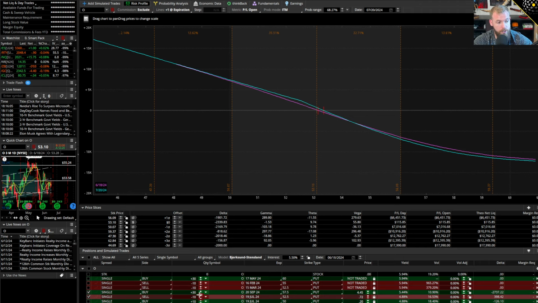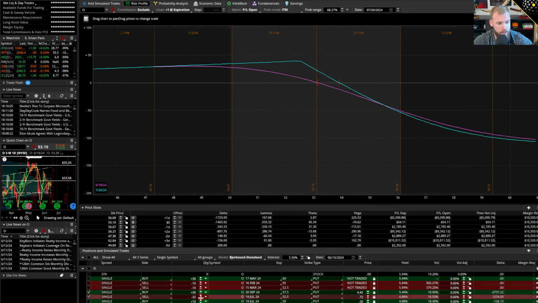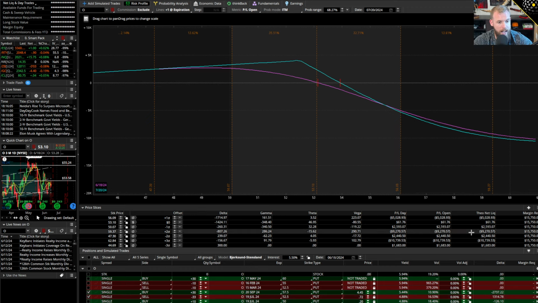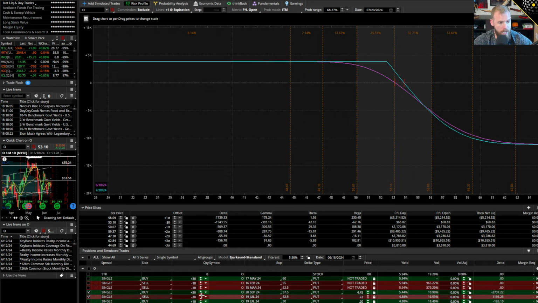Now, the reason why I do a ratio is because if you look at a standard diagonal, which might have 1-to-1 or something like that, you actually end up with risk if it goes too far in your favor. And I don't want that. I want to have as much profit potential as possible, but I don't want any risk in my direction.